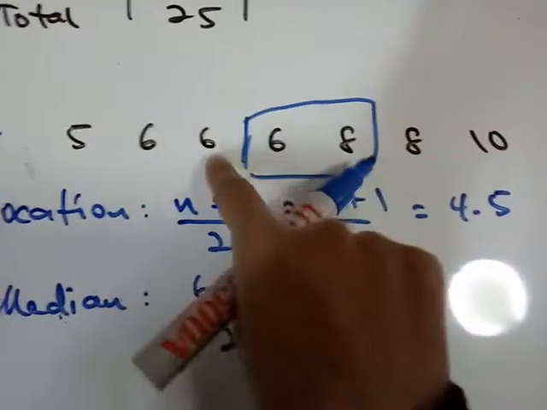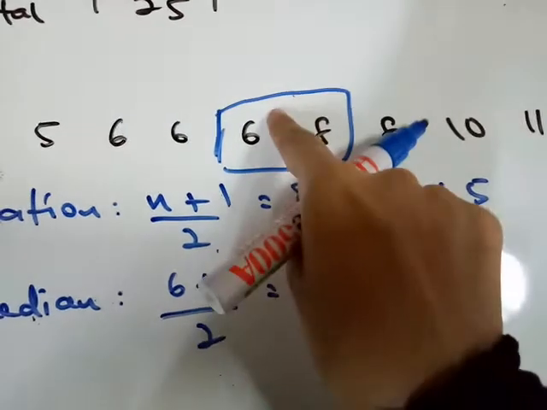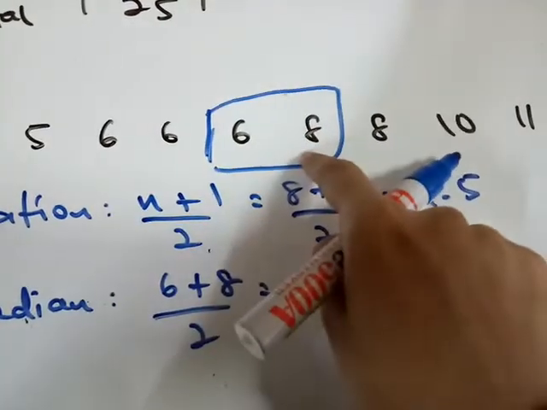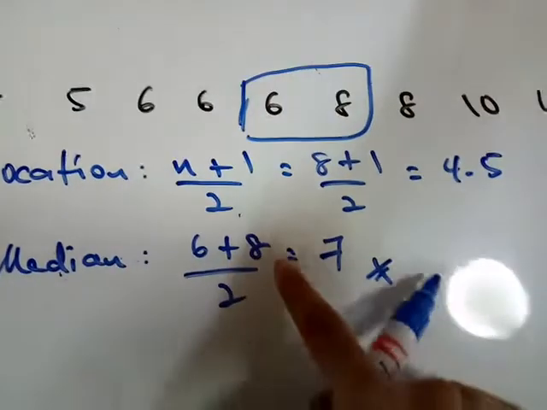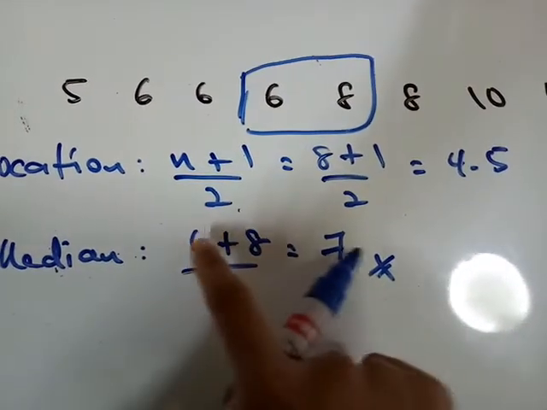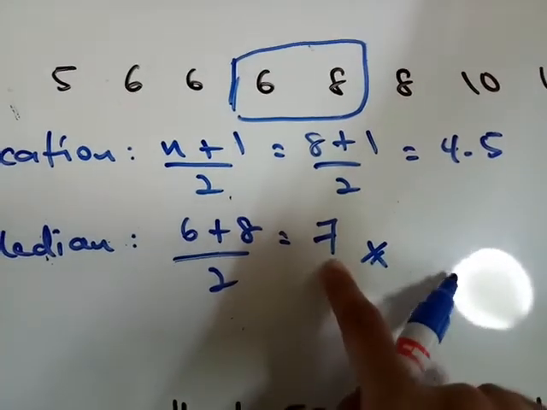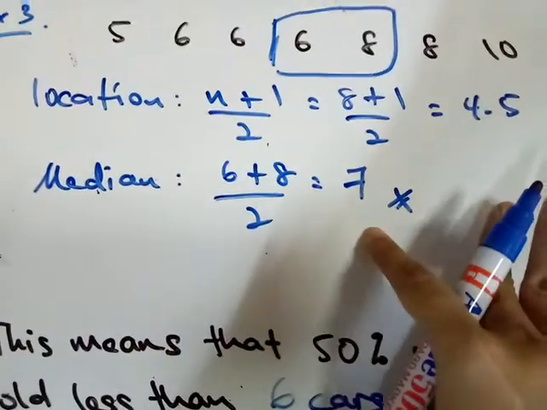Okay, 1, 2, 3, 4. But 4.5, dia di antara 4 and 5. Okay. So, awak kena ambil these two data and then calculate. Awak kena dapatkan average. 6 plus 8 divide 2, you get 7. Okay, so this is median dia.